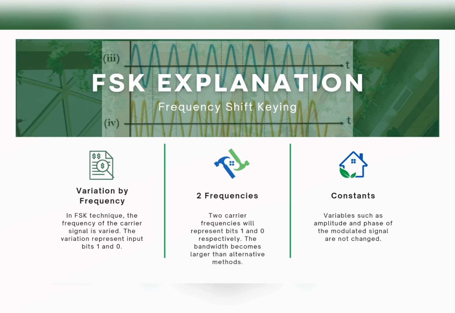So FSK is short for frequency shift keying, where the technique varies the frequency of the carrier signal in order to represent the input bits 1 and 0. There will be two carrier frequencies to represent the bits 1 and 0 respectively. Therefore, the bandwidth becomes larger than alternative methods. Some variables remain constant, such as the amplitude and the phase of the modulated signal.